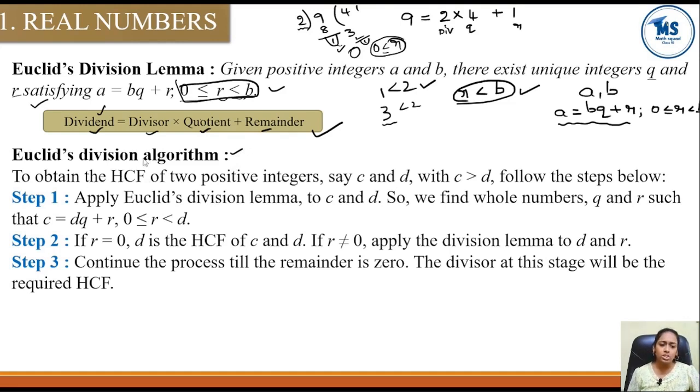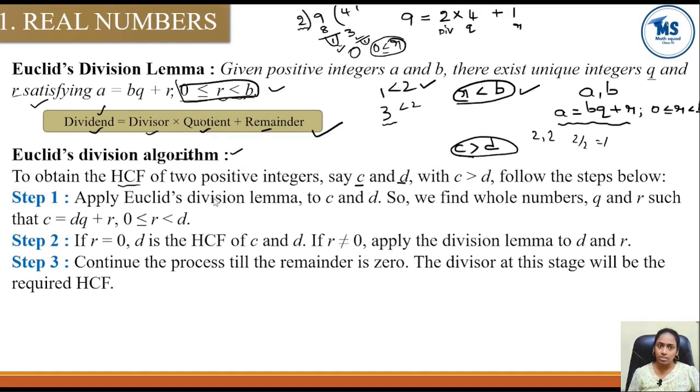We usually use Euclid's division algorithm in finding the HCF of two positive integers. Let's say the positive integers are c and d, where c is greater than d. One number should be greater than the other number. Otherwise, how do you perform division? If you take 2 and 2, you know 2 by 2 is equal to 1. So let's take one number greater than the other so that we can find the HCF.